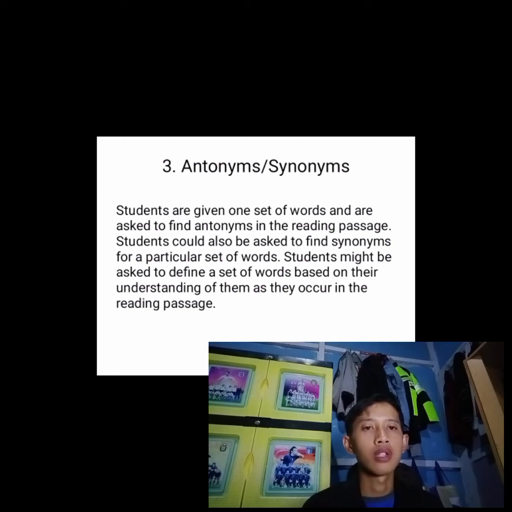And the third point is antonyms or synonyms, atau perlawanan dan persamaan kata. Students are given one set of words and are asked to find antonyms in the reading passage. Students could also be asked to find synonyms for a particular set of words. Students might be asked to define a set of words based on their understanding of them as they occur in the reading passage.